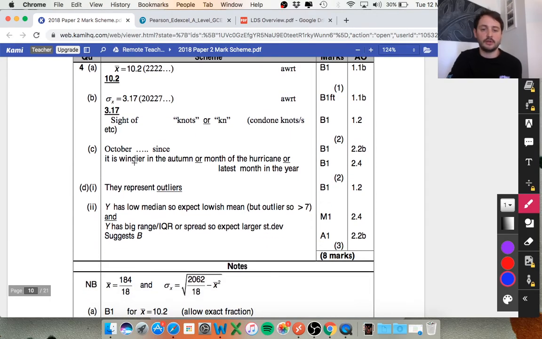So they've suggested October because it's the windiest month in autumn, or it's the month of the hurricane. There's actually a hurricane in that month, and I'm going to show you that in just a second. This is outliers. Here we have to have low median, so low mean, and you need to have big range or interquartile range, so larger standard deviation.